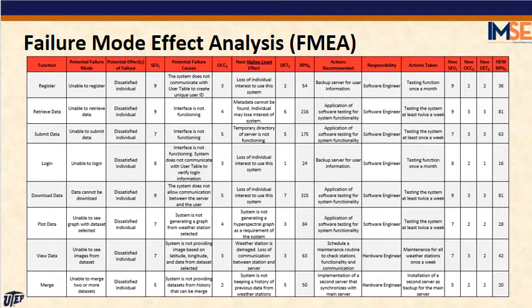The action recommended could be a backup server for the user information. The person in charge will be the software engineer, and action taken could be testing the function once a month to ensure that everything is working properly. And with all these actions, we're going to reduce the RPN to 36. So this is the approach that we use to make the analysis of the potential failures in our project.